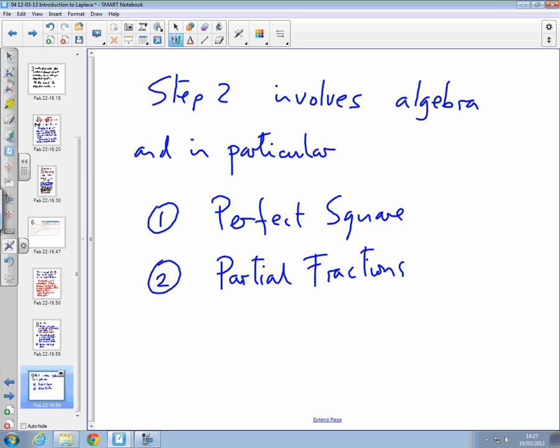So here comes the fun bit, okay? Algebra. Remember the perfect square technique? We haven't talked about that much, I don't think. We certainly looked at partial fractions last year. So, oh look, we're going to be looking at these again and playing around with them.